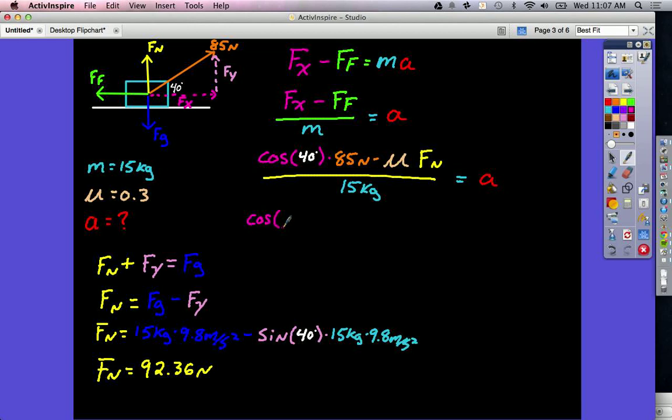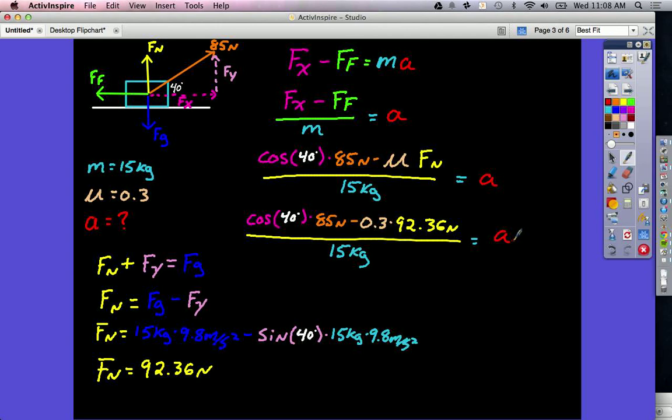Now I can plug that in right up here, and I can get my answer. So I still have the cosine of 40 degrees times the hypotenuse force, which is 85 newtons, minus my coefficient, which is given at 0.3, times my normal force, which is 92.36 newtons. Divide all of that by my mass of 15 kilograms, and that should give me my acceleration. And when I plug all that into my calculator, I get an acceleration of 2.5 meters per second squared.